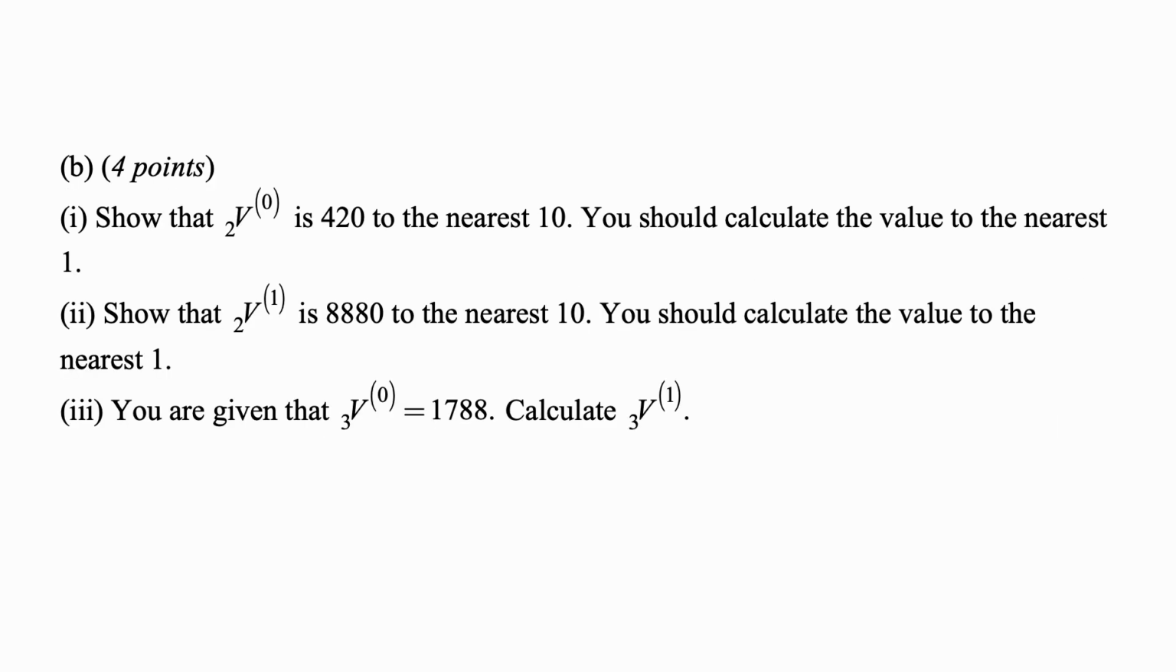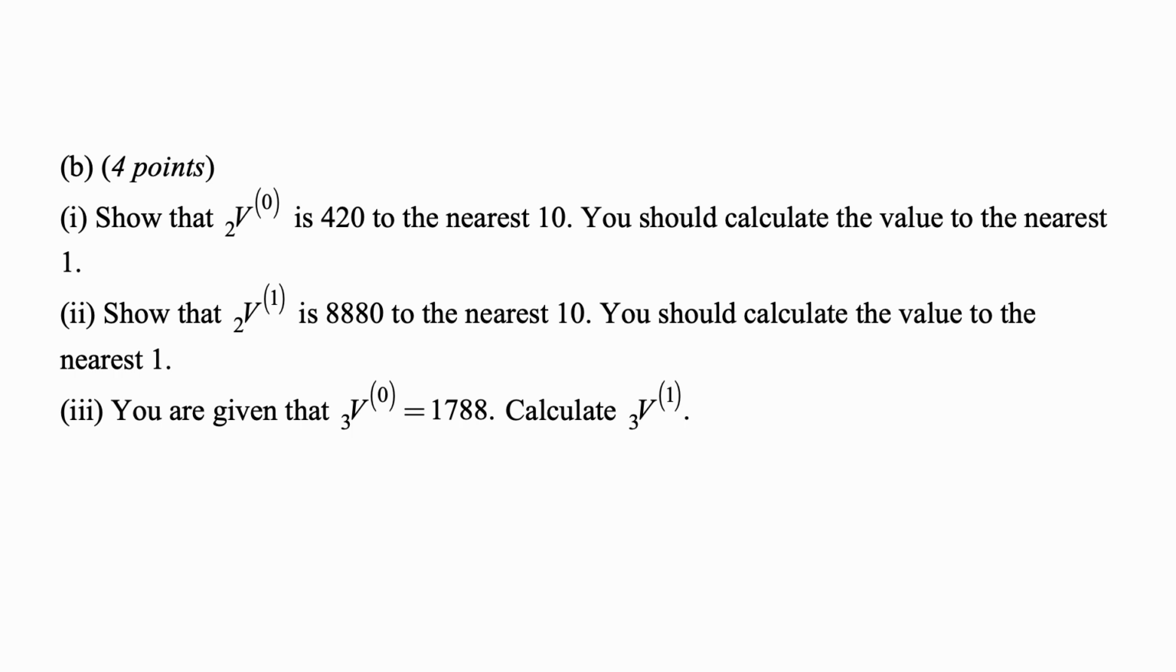For Part 1 of Part B, we need to show that the reserve at time 2 for a person who is healthy is 420 to the nearest 10. You should calculate the value to the nearest 1. Part 2 of Part B asks us to calculate the reserve at time 2 for a person who is sick and show that 2V1 is 8,880 to the nearest 10. You should calculate the value to the nearest 1.